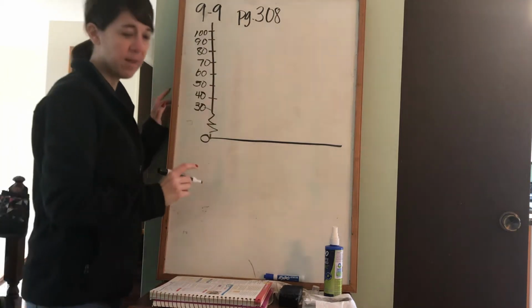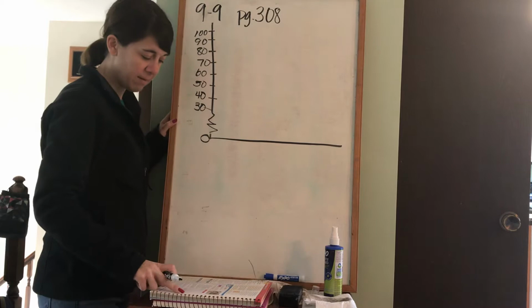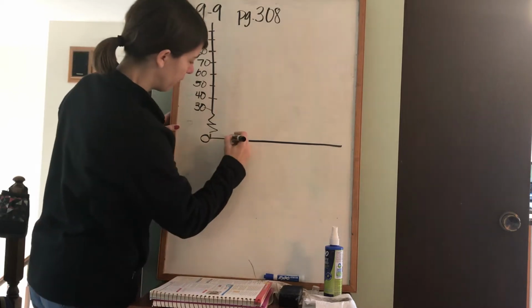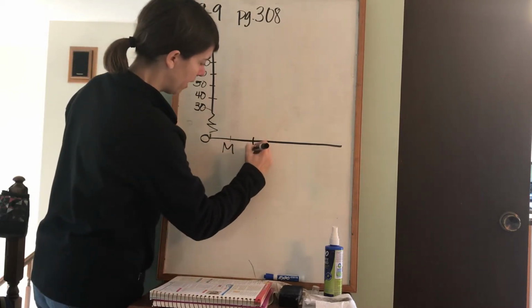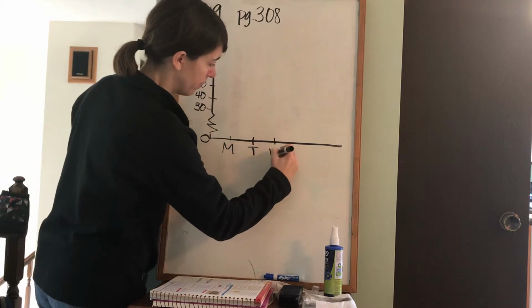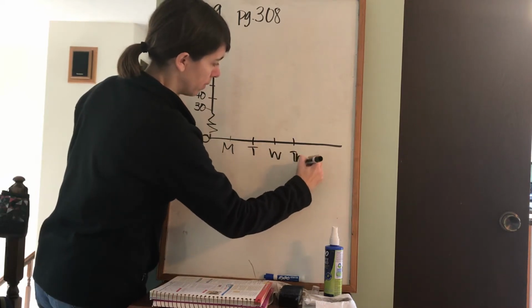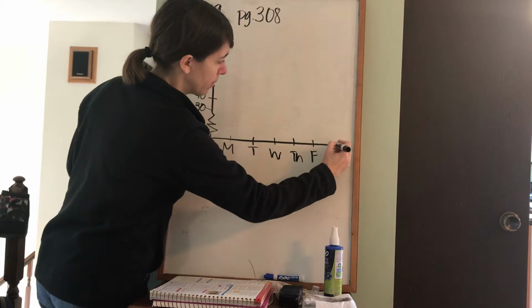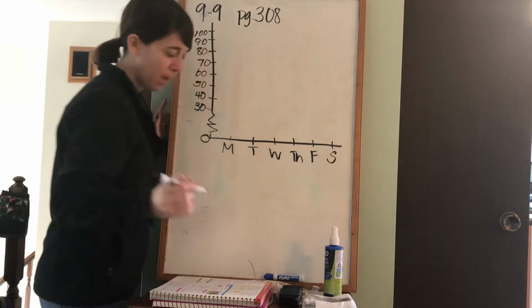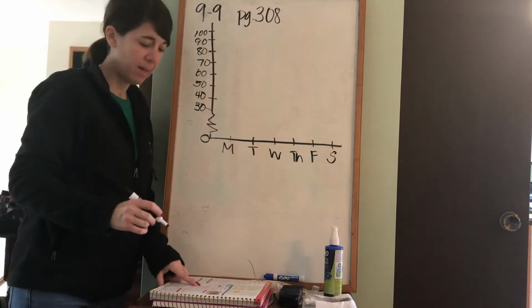Then along the horizontal axis, you're going to put your days of the week. And so I'm just going to put the first letter just to keep it simple. Except for Thursday, of course. Okay. Then you can start plotting your points.